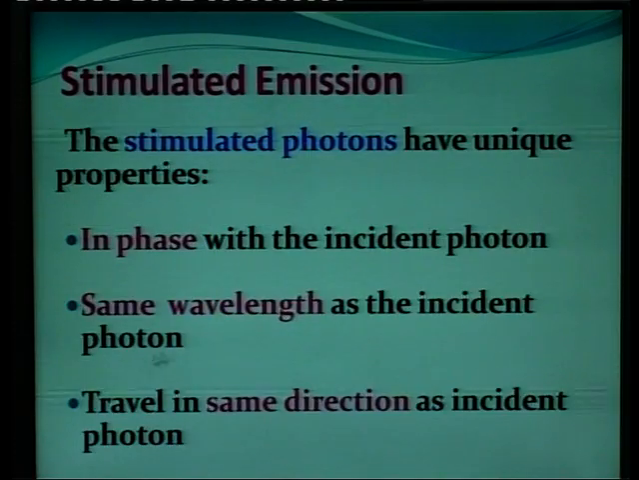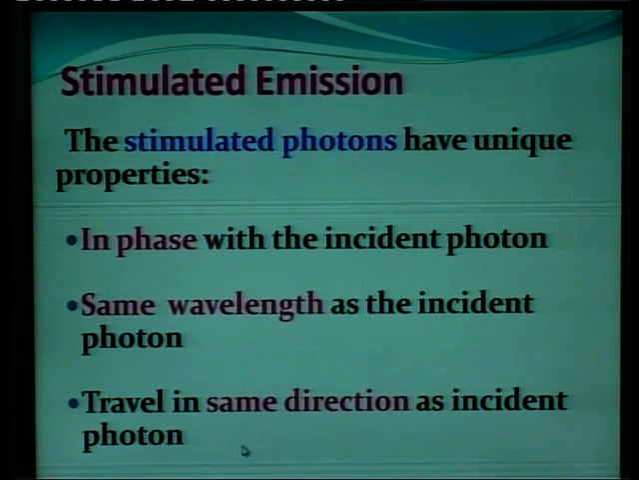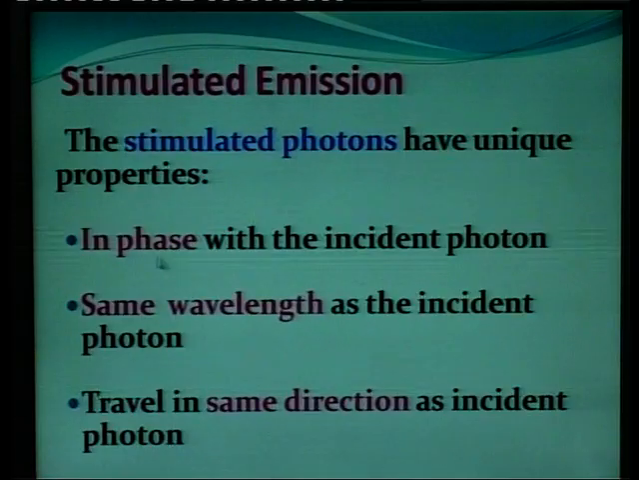They have the same wavelength as the incident photon. So wavelength is the same for all of them, and frequency is also the same. So they are monochromatic. This property is called monochromatic. They travel in the same direction as the incident photon. So all the photons are unidirectional. They are in phase, monochromatic, with the same wavelength, same frequency, and moving in the same direction.